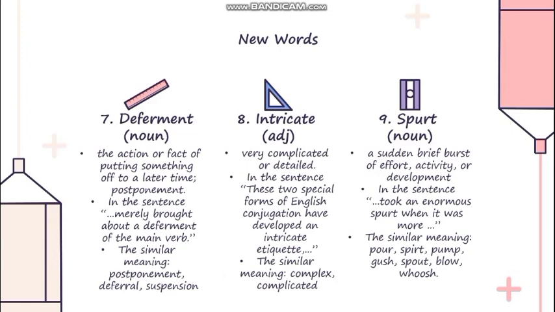The next is intricate. Intricate is an adjective. It means very complicated or detailed. We can find this word in the sentence "these two special forms of English conjugation have developed an intricate etiquette." And the similar meanings are complex or complicated.